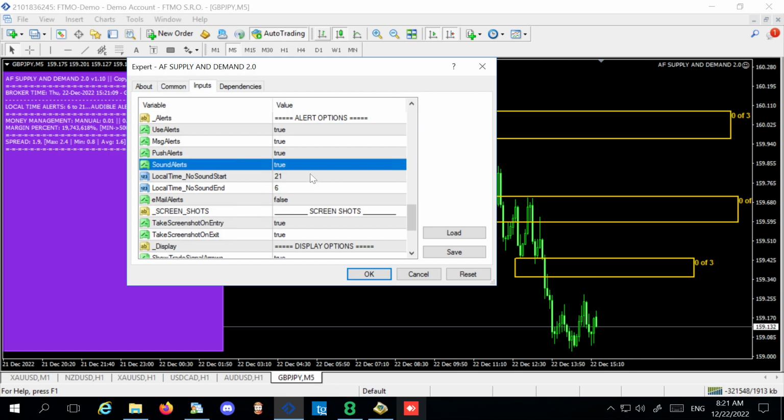Here, if you're using PC or Mac, you've got your local time. You can actually shut the timer off for the alert, so you don't have to hear it buzzing every time a trade's been made. So you can adjust it here.